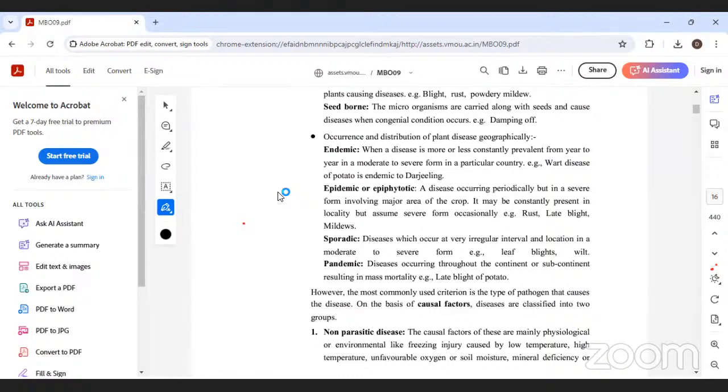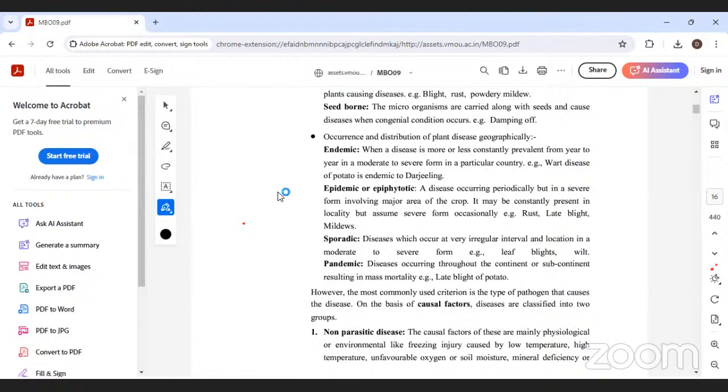Continent or subcontinent, resulting in mass mortality. An example is late blight of potato. The pandemic is very severe, which is caused by late blight of potato.